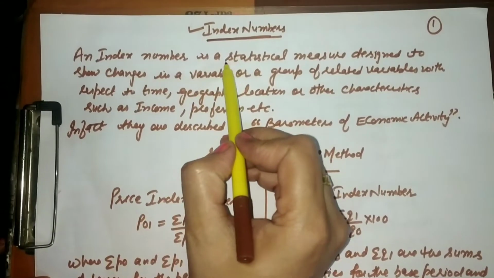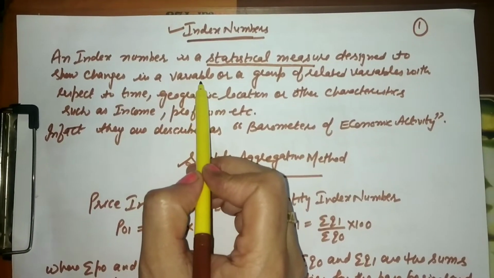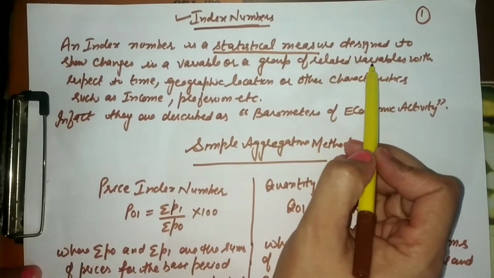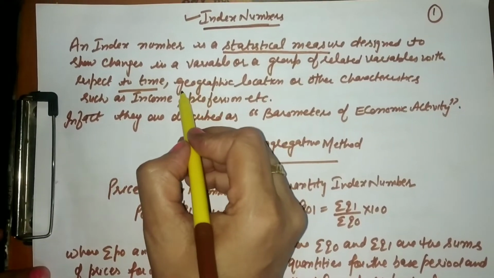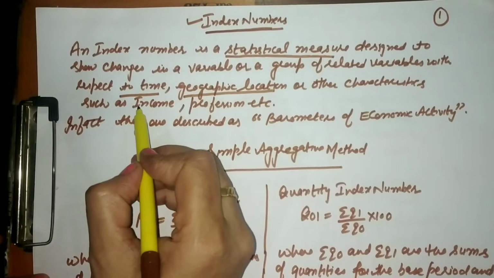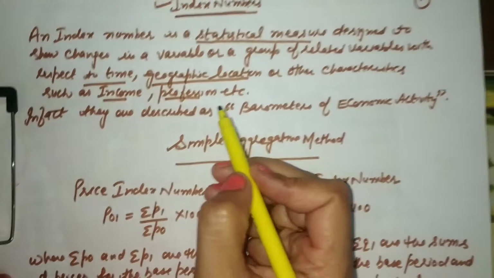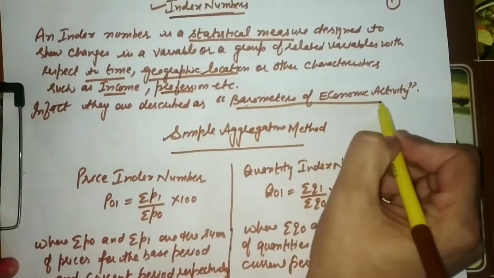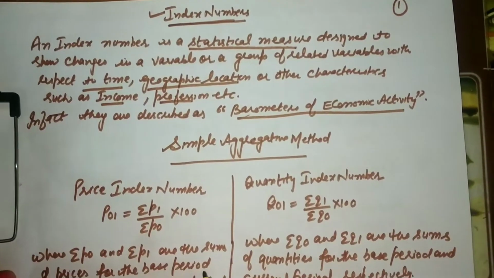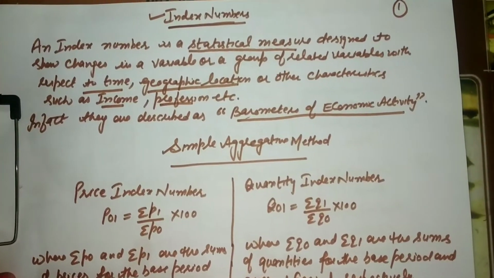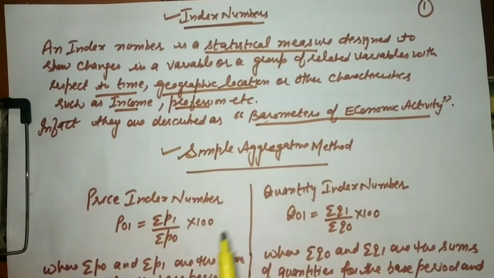So, an index number is a statistical measure designed to show changes in a variable or a group of related variables with respect to time. That means changes come with respect to time, geographical location, or other characteristics such as income, profession, etc. Index numbers are also known as a barometer of economic activity. That means it is used to determine the changes occurring due to a change in time or a change in the geographical location. So firstly, I will discuss the simple aggregate method.